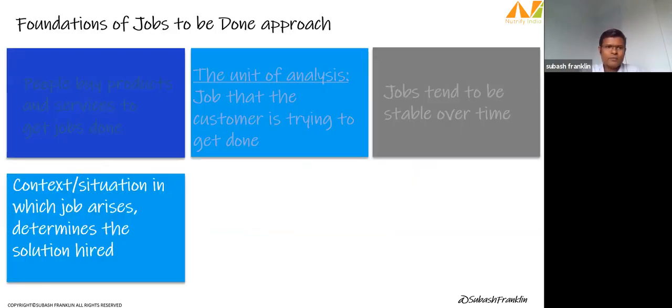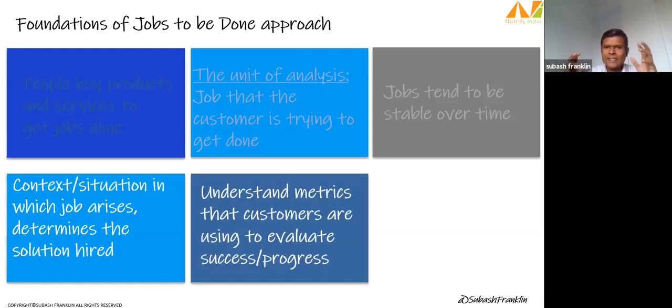The second set of thing is context, or the situation in which the job arises determines the kind of solution being hired. I mean, just to give you a very simple example here, if you are going for a formal meeting, you will dress in a certain way. But if you go for a casual evening out or a dinner, you dress in a different way. So what I'm saying here is the context in which the product gets used hugely determines the kind of product or service that a customer will buy.